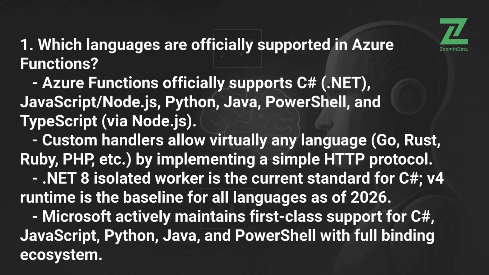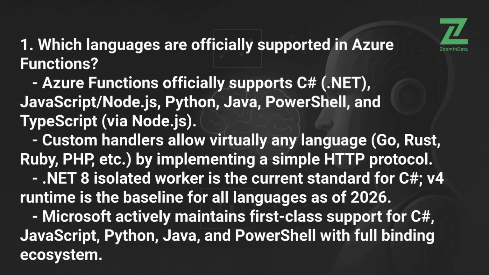1. Which languages are officially supported in Azure Functions? Azure Functions officially supports C#, .NET, JavaScript/Node.js, Python, Java, PowerShell, and TypeScript via Node.js. Custom handlers allow virtually any language, Go, Rust, Ruby, PHP, etc., by implementing a simple HTTP protocol.